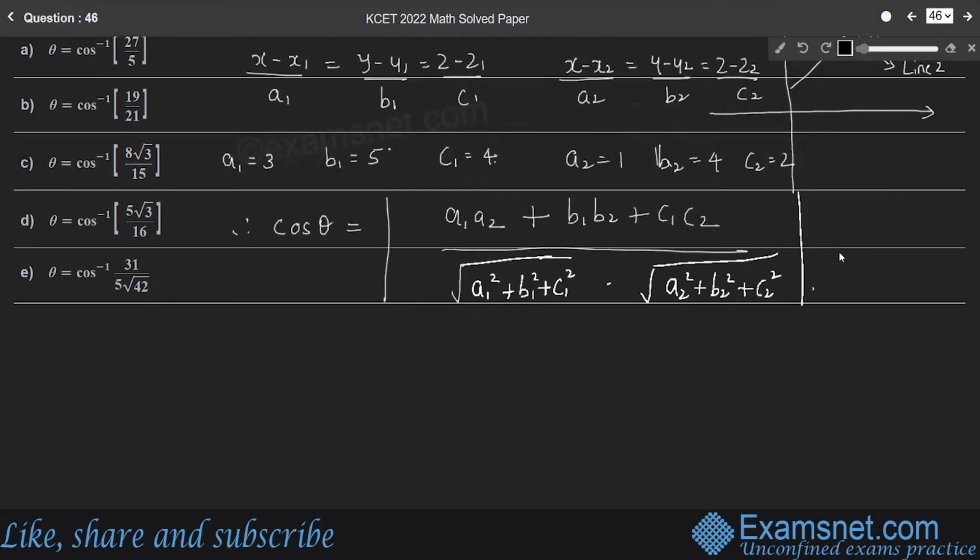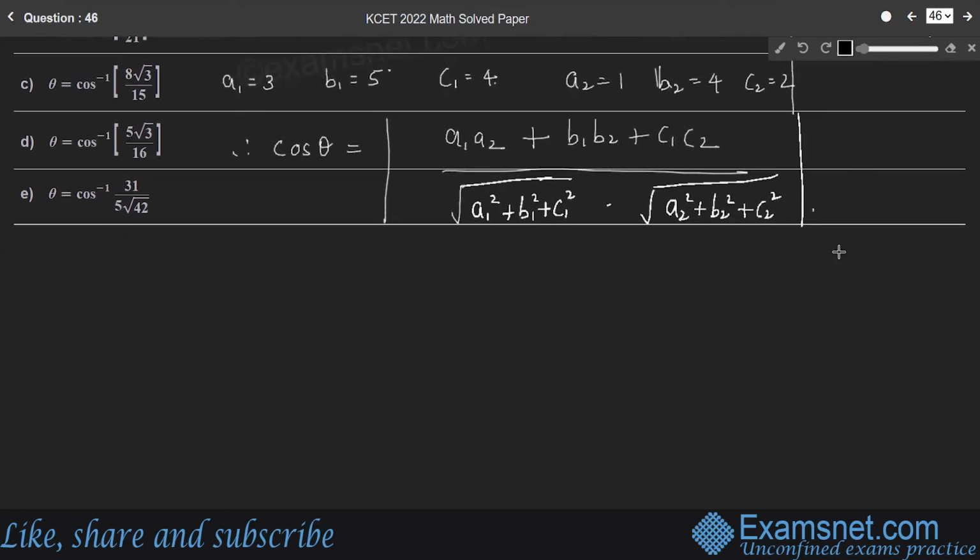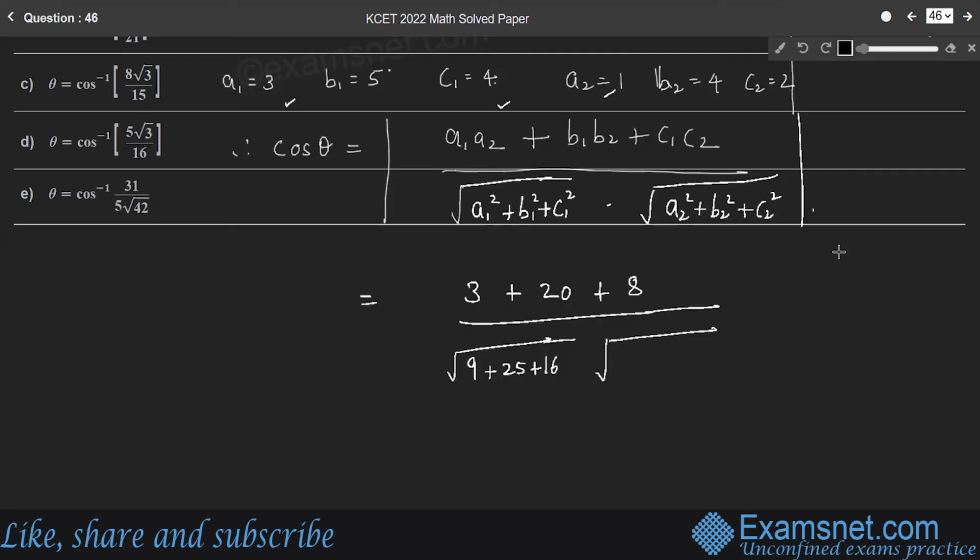So you will get cos theta, right? The product of a1 and a2 is 3 into 1, which is 3, plus b1 into b2, 5 into 4 is 20, plus c1 into c2, 4 into 2 is 8, right? Divided by the root of a1 square is 9 plus b1 square is 25 plus c1 square is 16, 4 square is 16, into the root of a2 square, so 1 plus 16 plus 4.